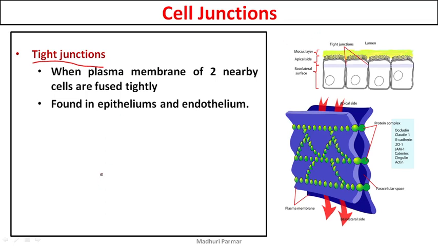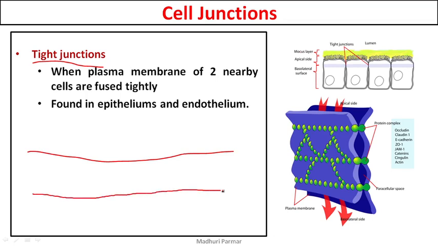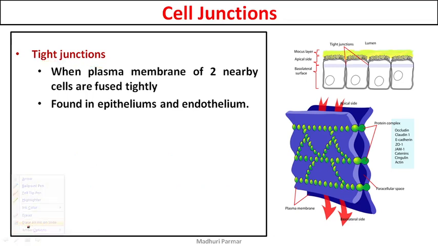Let me just draw. If this is your artery, then there will be cells here, right? Now these cells are not allowing the blood to leak out. So between these cells, which are arranged very close to each other, there are tight junctions. They keep the cells very tight, very close.